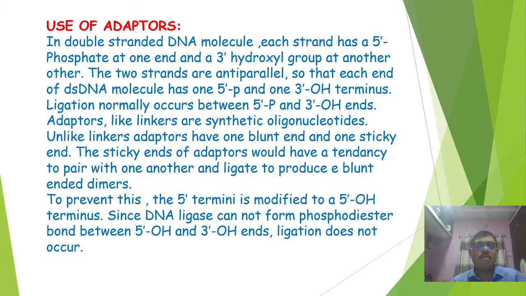The second type of molecules used for ligation of blunt ended molecules are the adapters. In a double stranded DNA molecule, each strand has a 5' phosphate at one end and a 3' hydroxyl group at the other end. The two strands are anti-parallel, so at the 5' end there is a phosphate or pyrophosphate and at the 3' end a hydroxyl terminal. Ligation normally occurs between the 5' phosphate and the 3' OH.